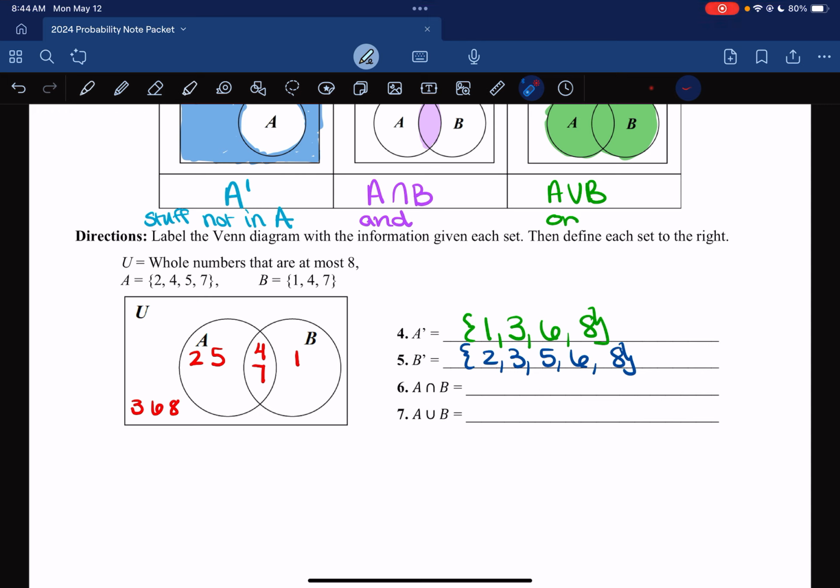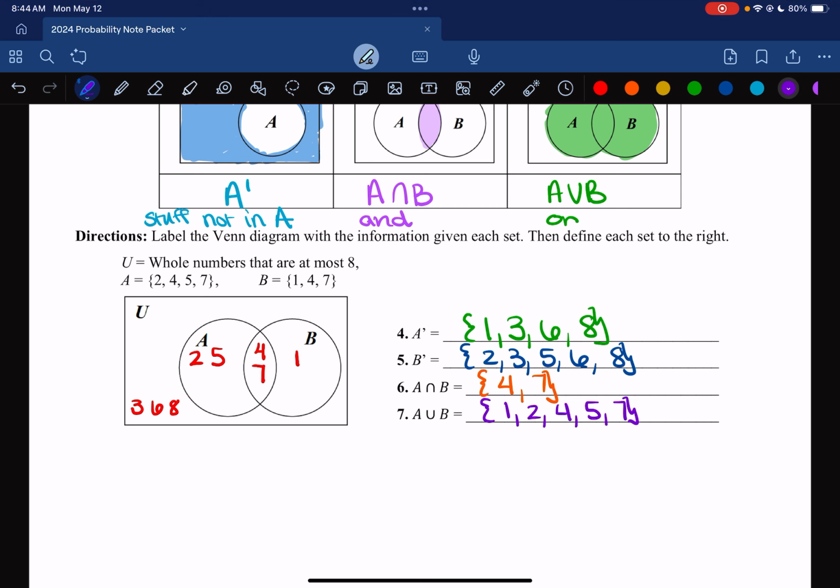The intersection of A and B. So what they share. So just 4 and 7. The union of A and B. So we want everything between A and B. So we do 1, 2, 4, 5, 7.